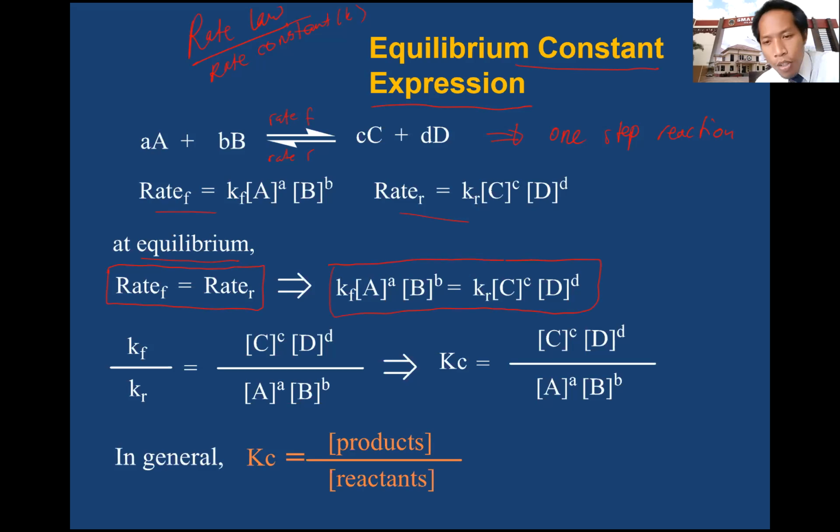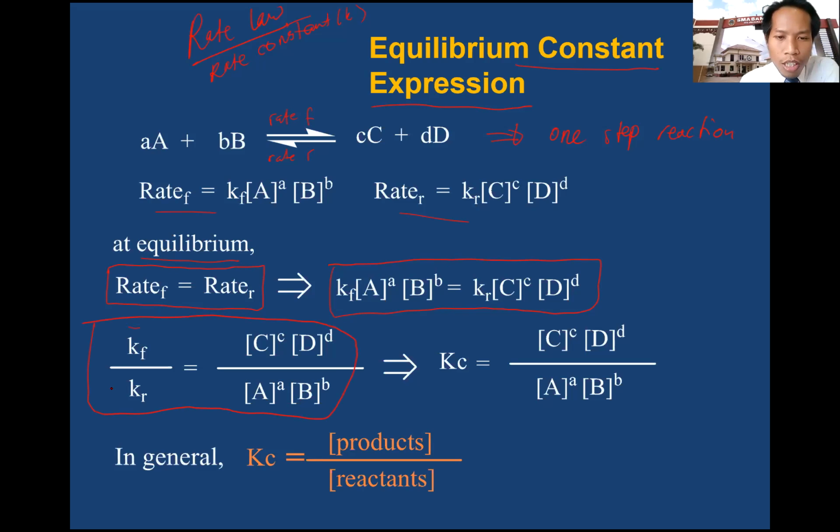Then this equation, I'm going to rearrange it. I'm going to play with the mathematical calculation a little bit. I will put the forward constant and the reverse constant on the same side, and the other side is for the concentration. So when I arrange the equation, I get Kf over Kr, where the constants are on the same side, equal to [C]^c [D]^d over [A]^a [B]^b.